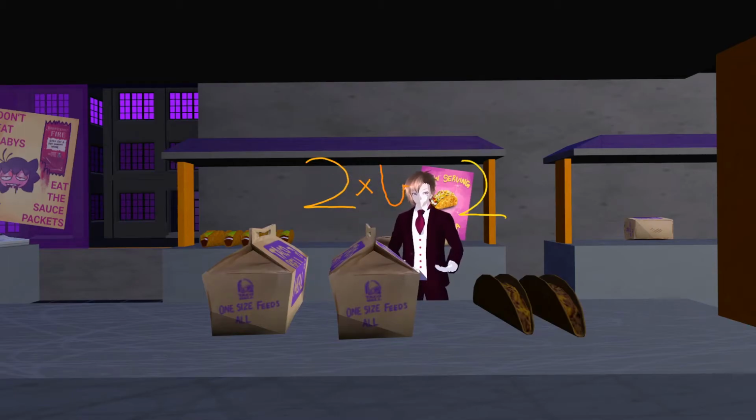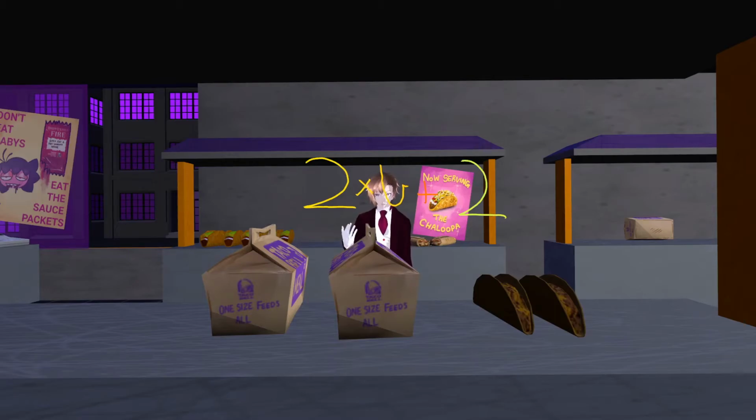In maths, when we have one thing and another thing, we represent that with a plus. What I have here is I have 2 boxes and 2 tacos.